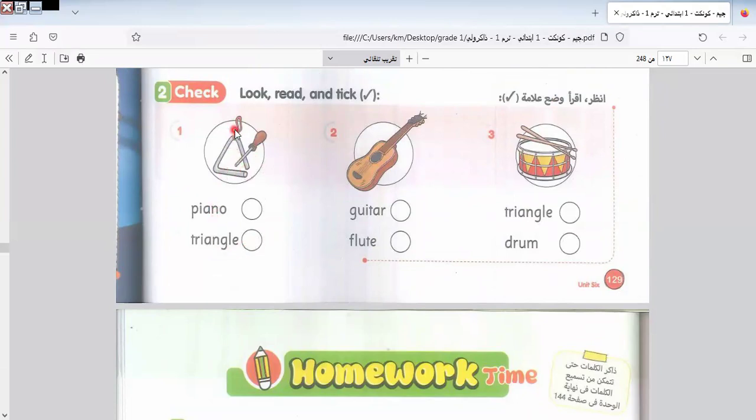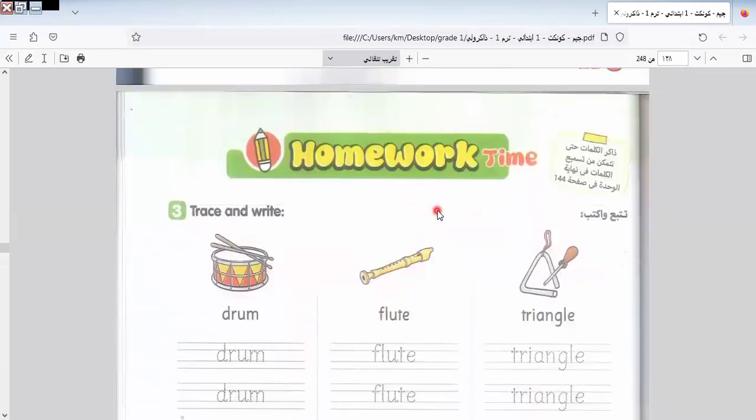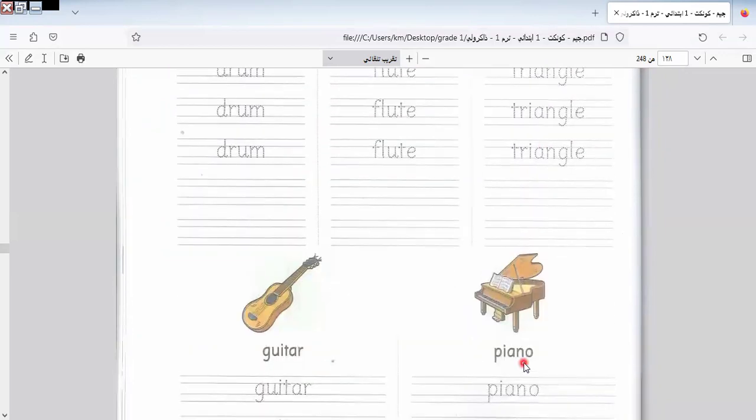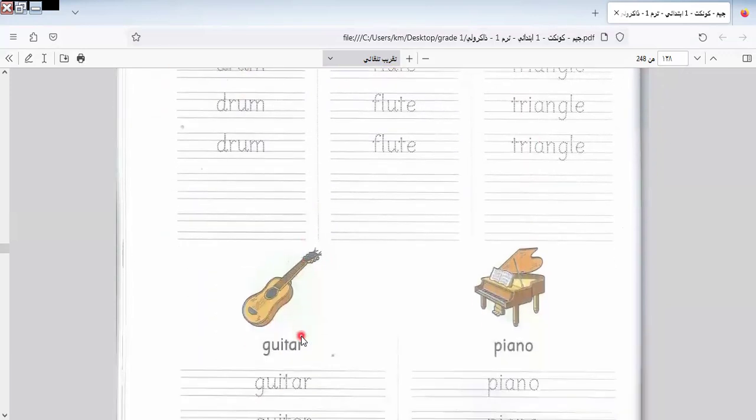Here we have, what is this? Let's say it's triangle. So you are clever pupils. Yes, this is triangle. What is this? Guitar. You are clever pupils. What's this? Drum. Here we have the vocab that we write as homework. Drum, flute, triangle, guitar, piano.